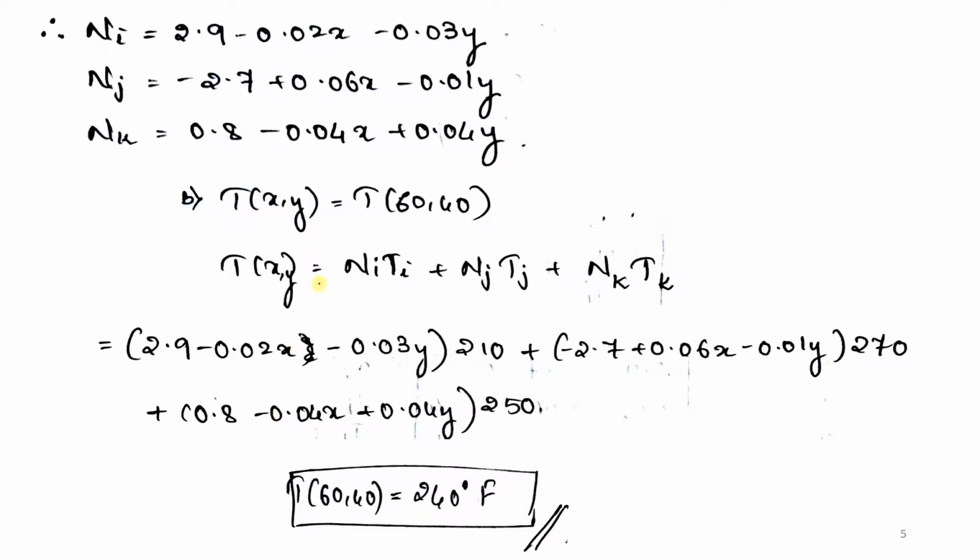See, in this question they have not asked you to write out the interpolation function. When they ask you to write out the interpolation function in terms of shape function, before you substitute the values of x and y here, you have to simplify this and write the equation, like this, as only N1 is written. In the same fashion you have to simplify this whole 2.9 minus 2.7 plus 0.8, then this and this. You have to simplify and then write the equation.